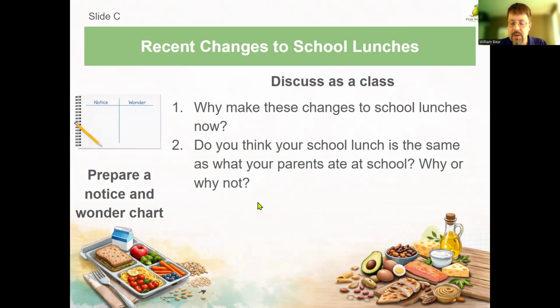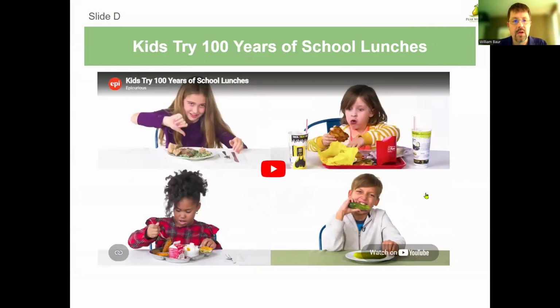As you get students prepared to watch the video, have them make a notice wonder chart in their notebook. Students are going to watch this YouTube video of kids trying 100 years of school lunch. It's broken down by each decade. It's pretty funny, but make sure the students are also paying attention to the little notes on the video about why these changes are made. Those will become important later. Students have opportunity to rewatch the video for these key moments.